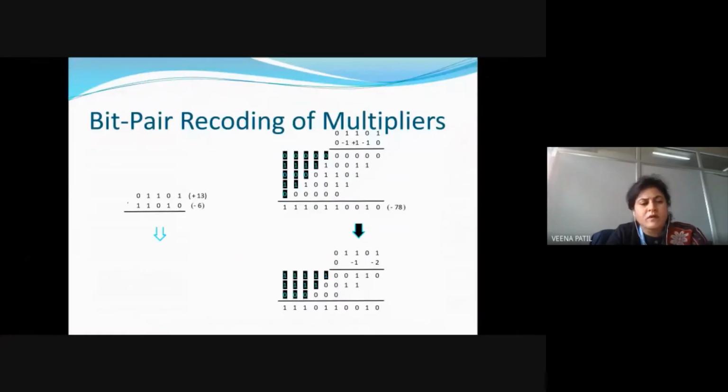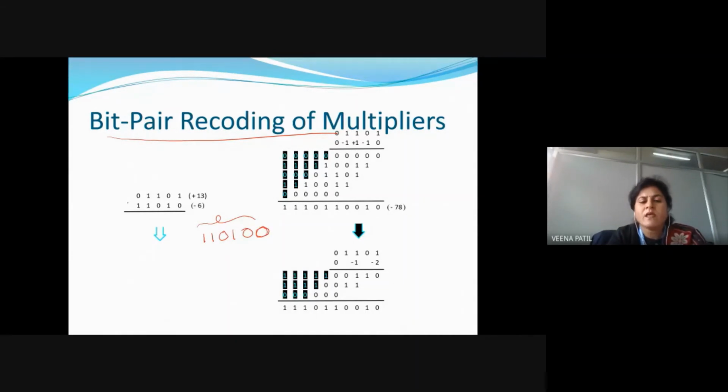So what is our multiplicand? Multiplier is 11010. Multiplicand is 01101. Right? Now I am supposed to record this using bit pair recording of the multiplier. To do so, I have to imagine a 0 here.